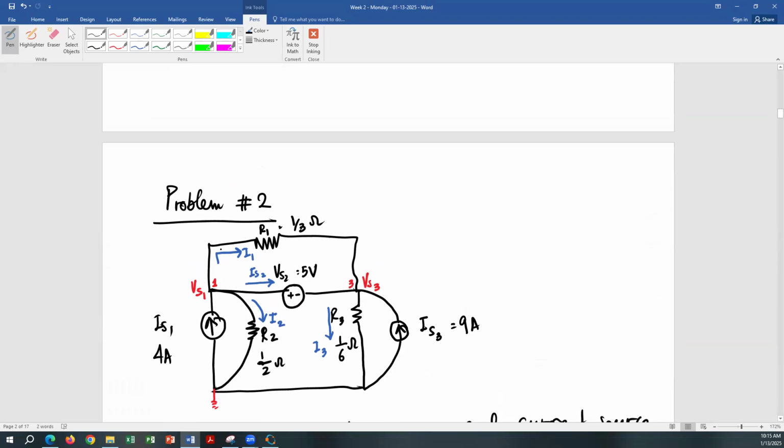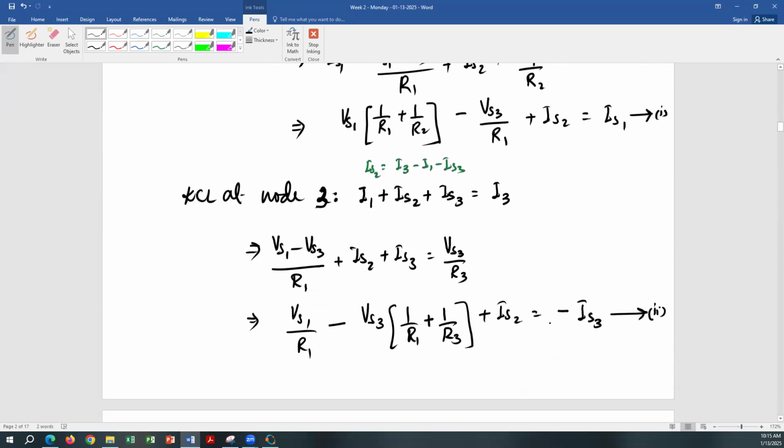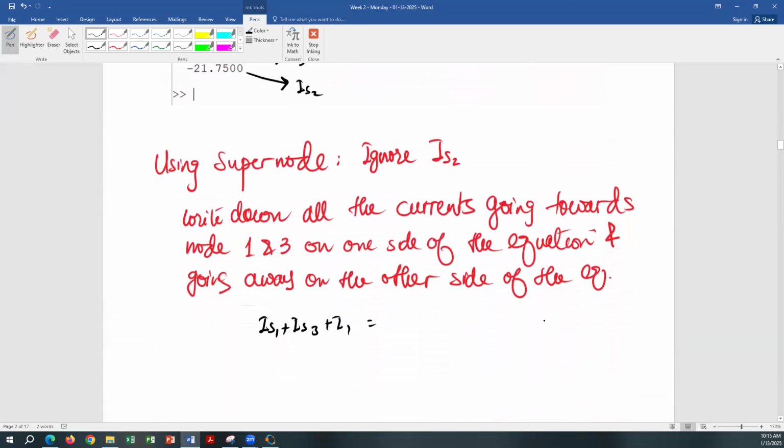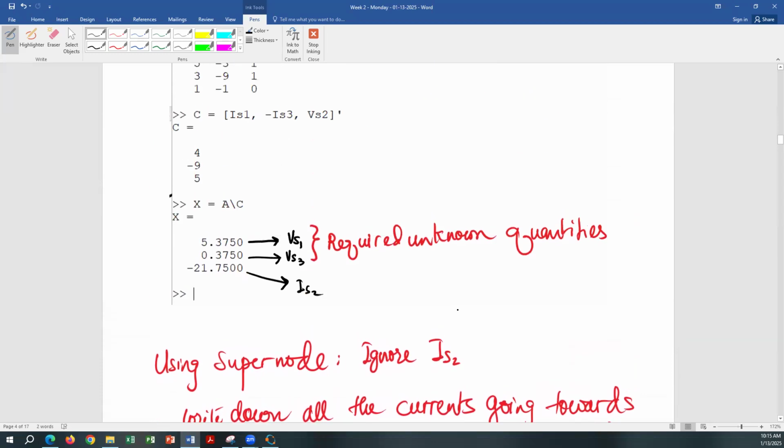No, I1 we already considered it's going towards node 3. Oh, you're talking about it's going away from node 1. Yeah, so I1 plus I2 plus I3, because I1 is going away from node 1. So I1, well, I1 is going to cancel out then on each side.